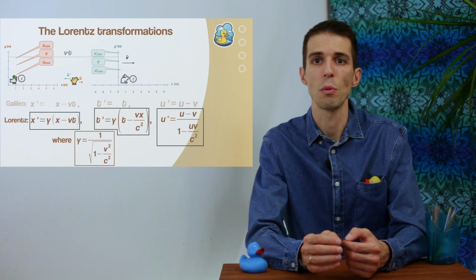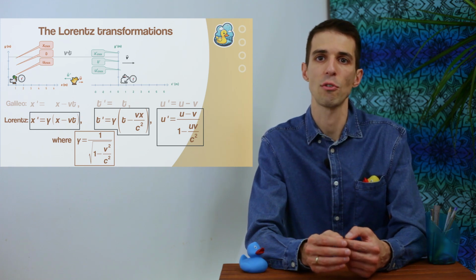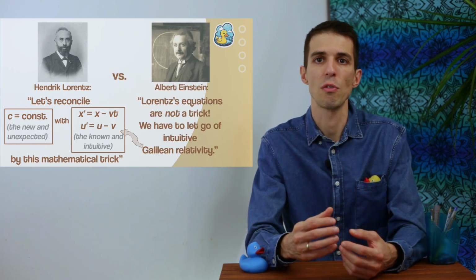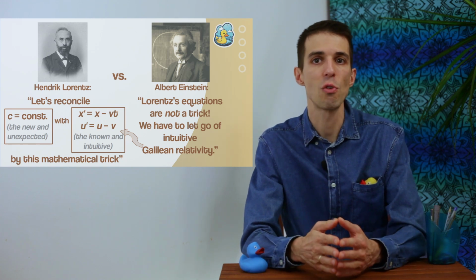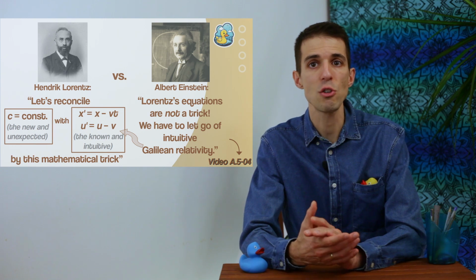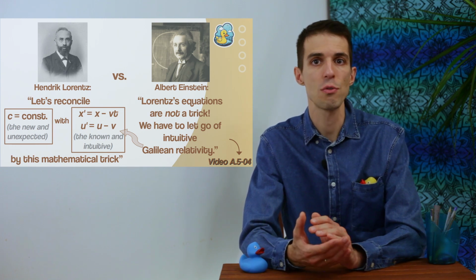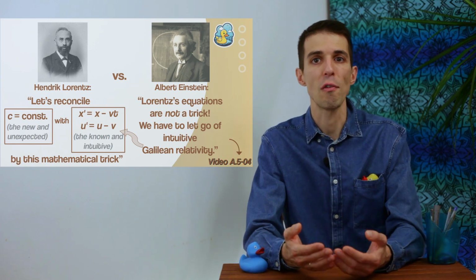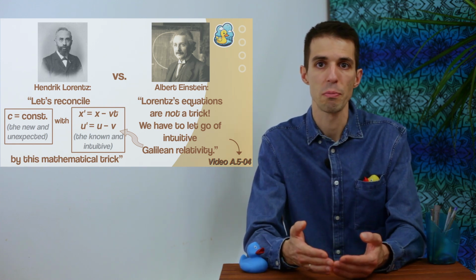The Lorentz transformations replaced the Galilean transformations for scenarios involving high speeds. While Lorentz himself viewed his equations as a way to make the math work, Einstein later revealed that they reflect the true nature of the universe. Time and space are relative, not absolute. In the next video, we'll explore Einstein's two postulates of special relativity and how they provide the foundation for this revolutionary view of the universe.